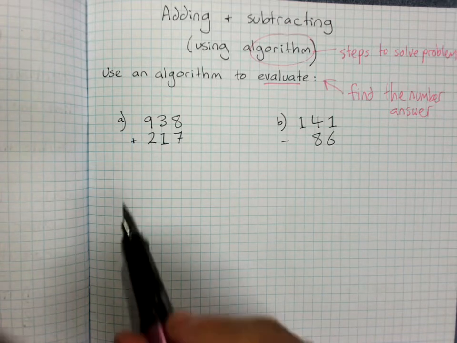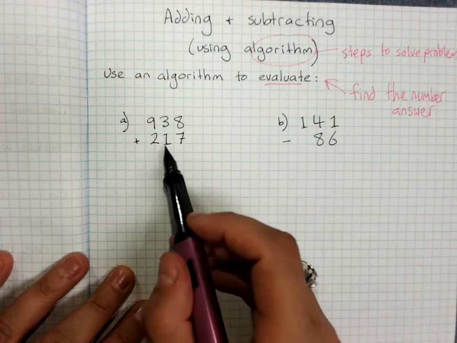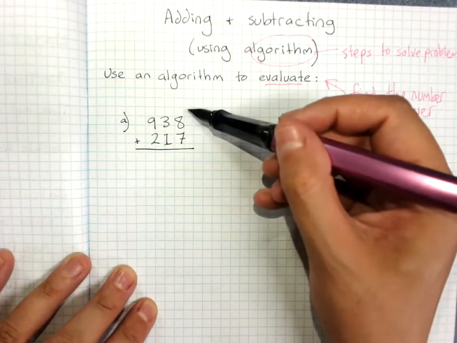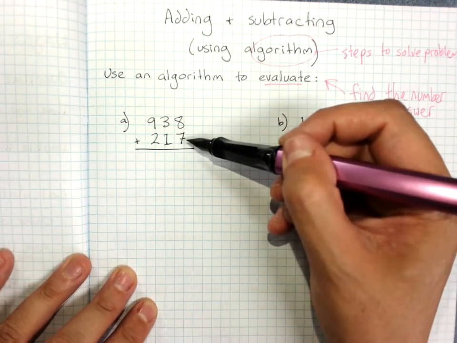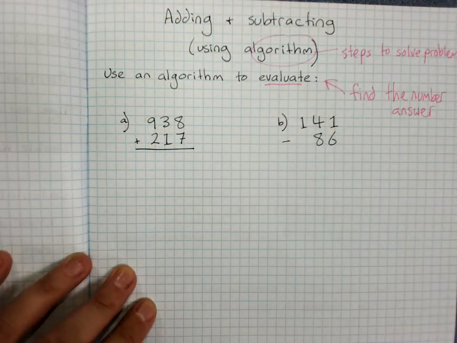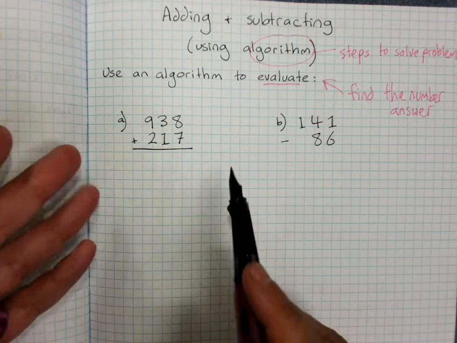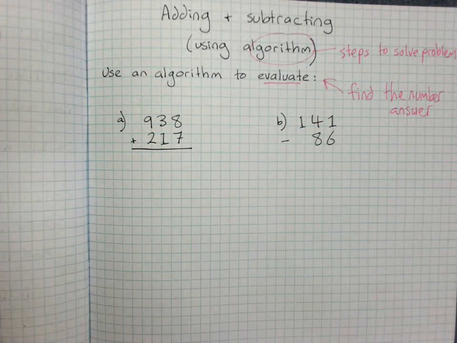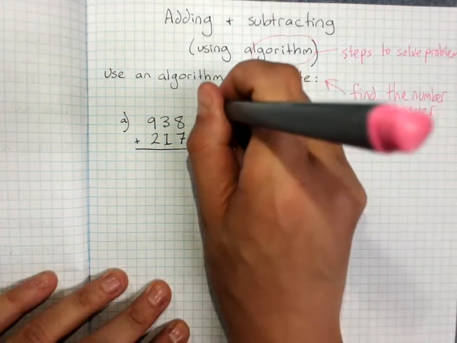So when we're adding 938 plus 217, remember we put a line underneath. Our units should be lined up, and then our tens are lined up, and our hundreds are lined up. Now the question's done that for me, but if they hadn't done it, I would have to line them up. Remember, we start at the units for both of these.